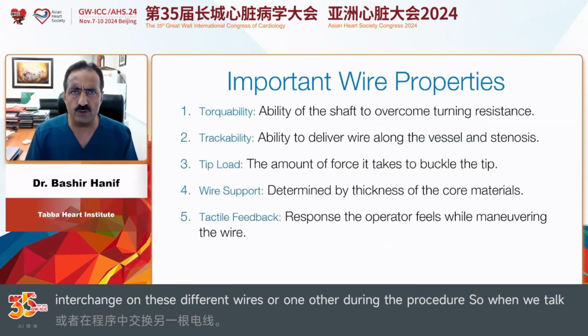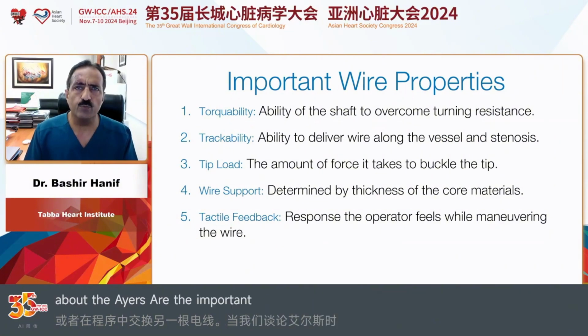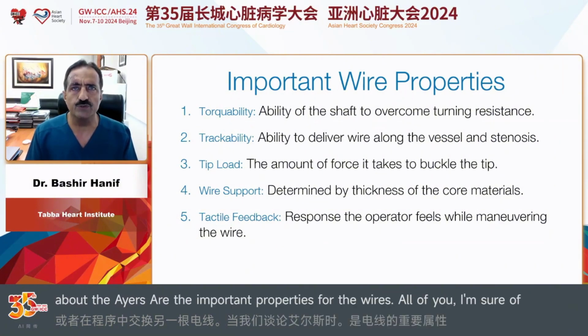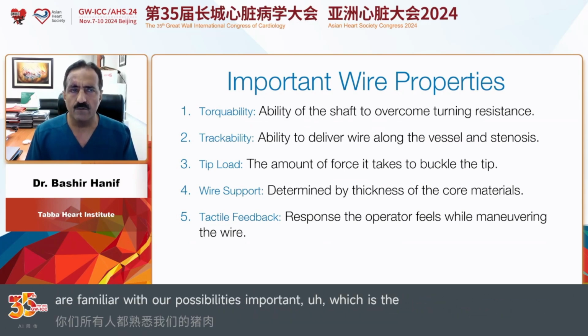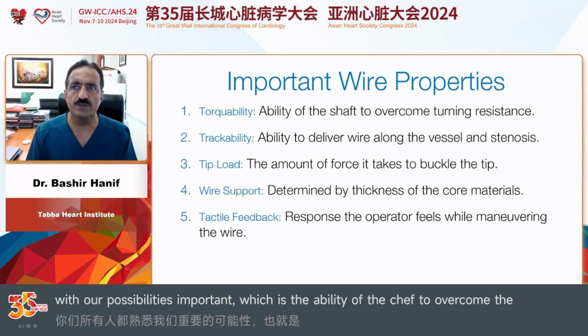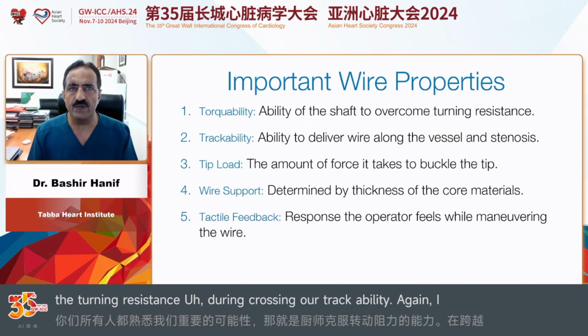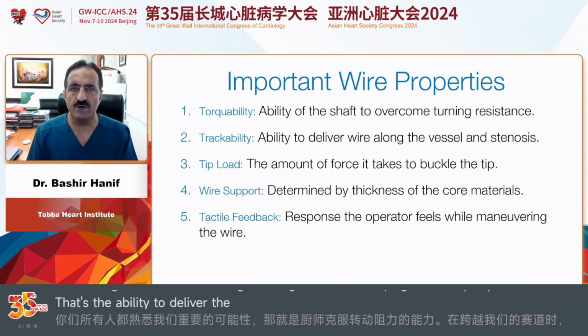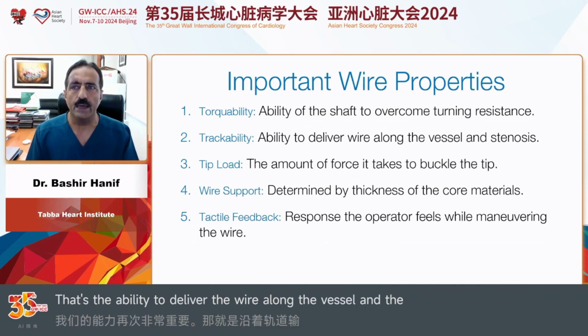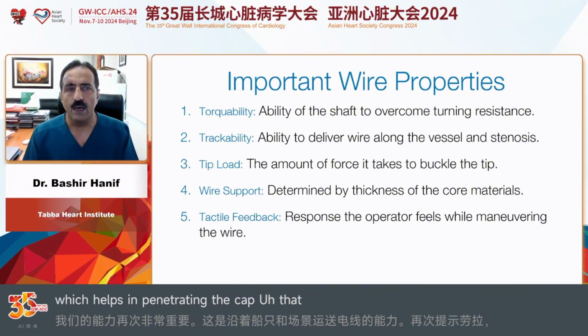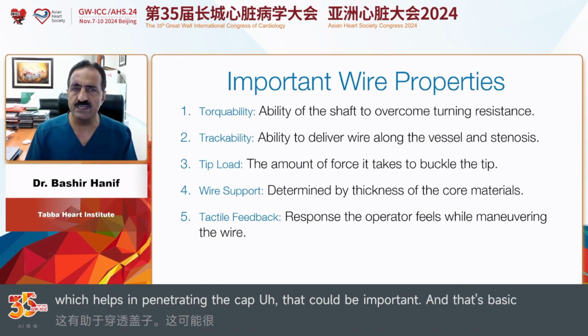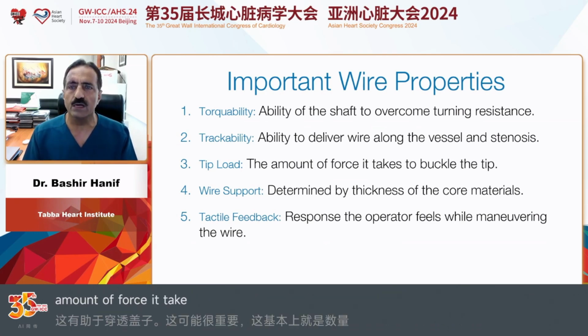When we talk about wires, the important properties, I'm sure all of you are familiar with. Torquability is important, which is the ability of the shaft to overcome the turning resistance during crossing. Trackability, again, is very important. That's the ability to deliver the wire along the vessel and the stenosis. And tip load helps in penetrating the cap, and that's basically the amount of force it takes to buckle the tip.